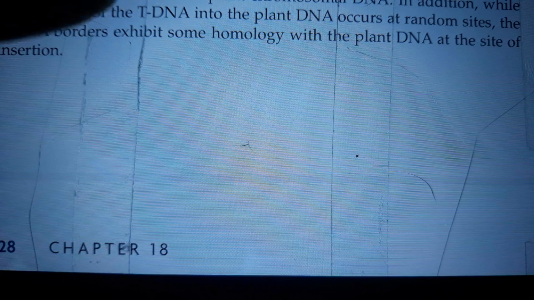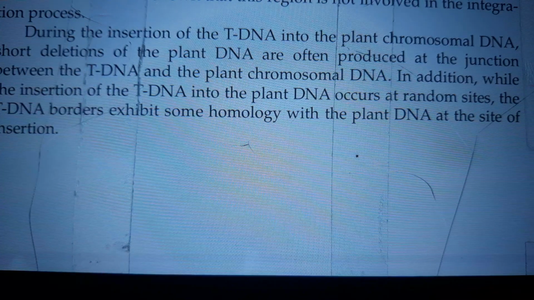During the insertion of T-DNA into plant chromosomal DNA, short deletions of the plant DNA are often produced at the junction between the T-DNA and the plant chromosomal DNA. In addition, while the insertion of the T-DNA into the plant DNA occurs at random sites, the T-DNA borders exhibit some homology with the plant DNA at the site of insertion.